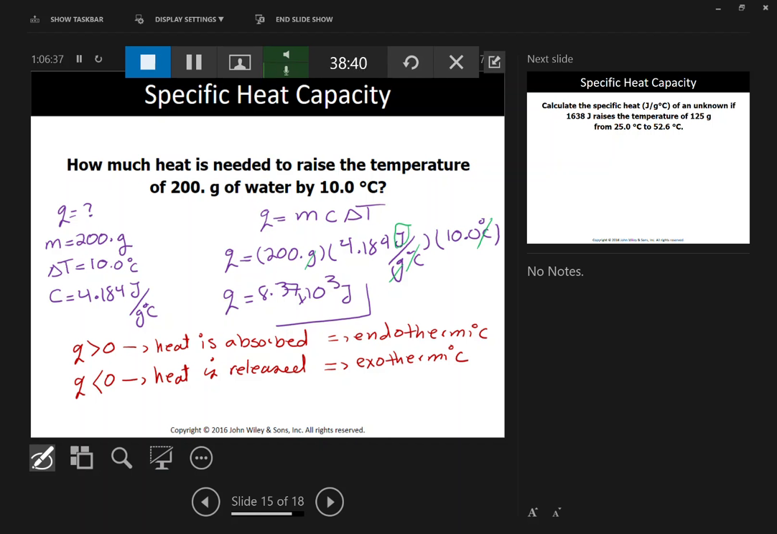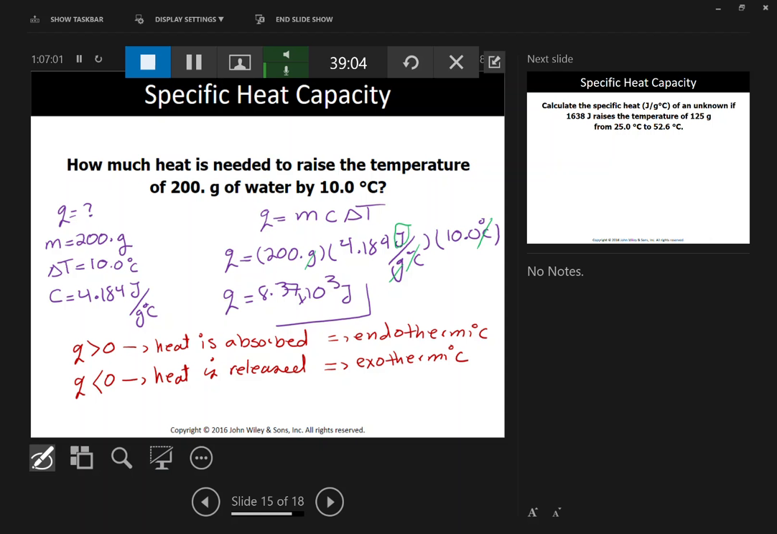Now, the sign of Q depends on the sign of delta T. So if your delta T is positive, Q is going to be positive. If delta T is negative, Q is going to be negative. So it's important to identify final and initial temperature correctly, and make sure that when you do delta T, you always do final minus initial.